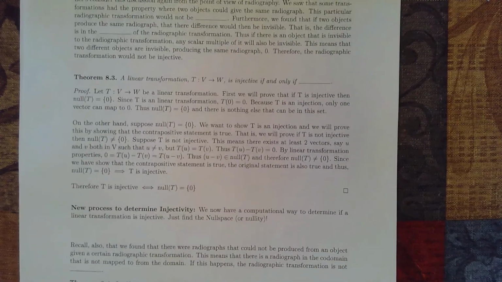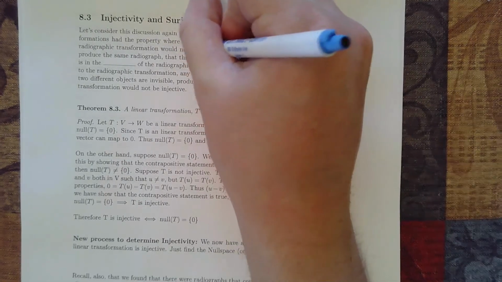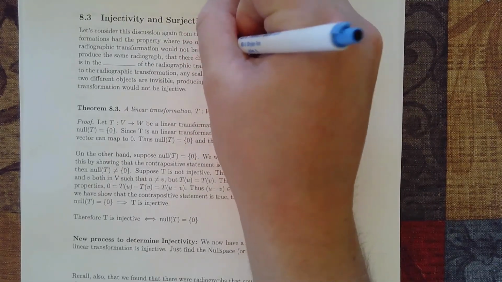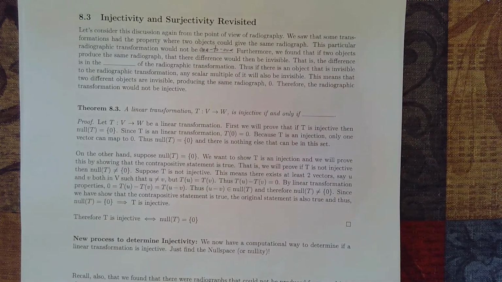Alright, so we want to talk about how this is going to actually relate to our ideas for injectivity and surjectivity. So let's consider this discussion from the point of view of radiography. We saw that some of our transformations had the property where 2 objects could give the same radiograph. In particular, this radiographic transformation would not be 1-to-1, because if 2 different objects give the same radiograph, that's our definition for not being 1-to-1.